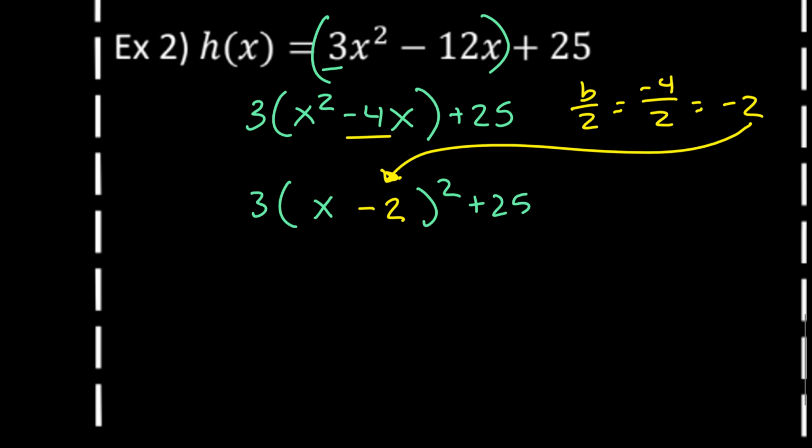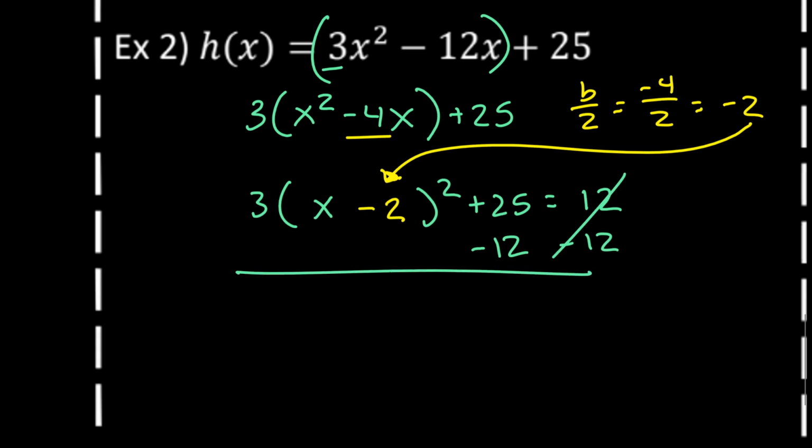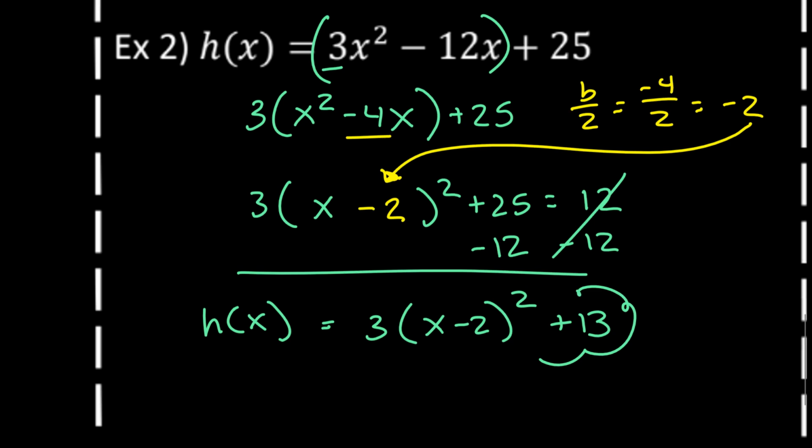Bring down the 25. How do I figure out what goes on the other side? Ask yourself what's happening to the negative 2. It's being squared and multiplied by 3. So what is negative 2 squared? 4. And what is 4 times 3? That's what we put on the other side. Am I done? No. What's the last step? Subtract 12 over, and what is 25 minus 12? So my answer is 3 times x minus 2 squared plus 13.